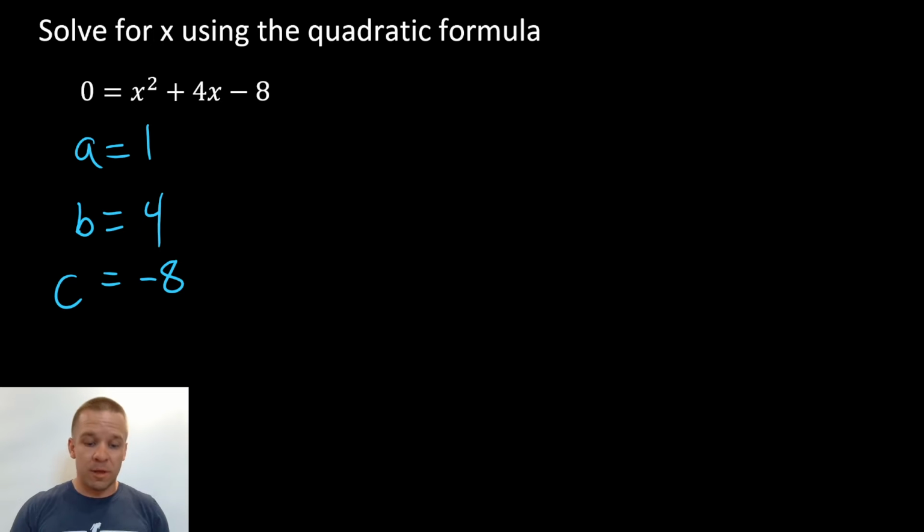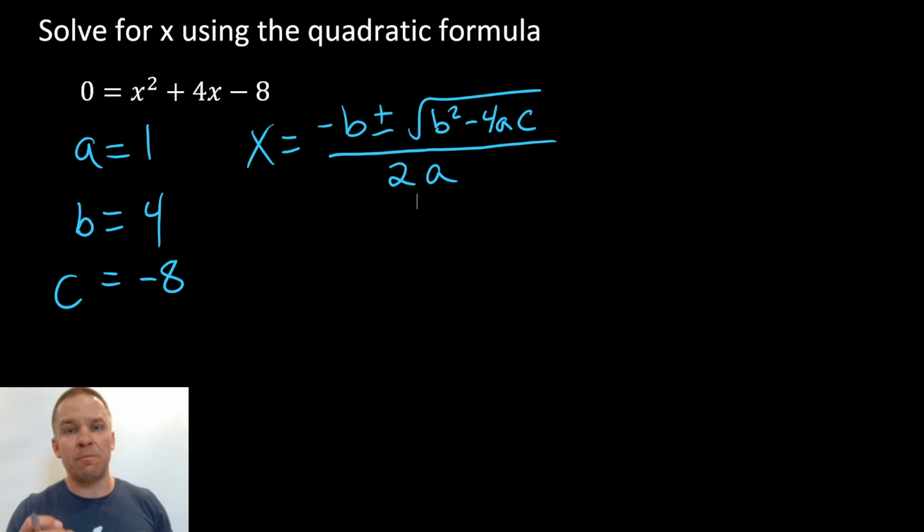What is the quadratic formula? It is the opposite of b, plus or minus the square root of b squared minus 4 times a times c, all divided by 2a. Commit that to memory, man. That's never going away, right?